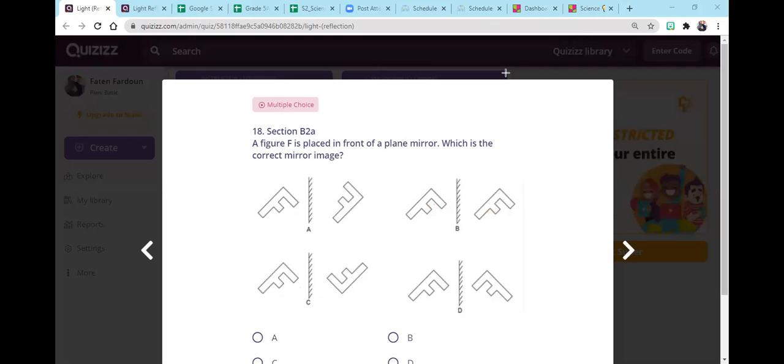Do I still have anything to show you? Let's see. Miss, we only have 4 minutes left. It's okay. Last thing to do, I will share a whiteboard. We're going to calculate the angles of incidence and reflection, and then we're done.